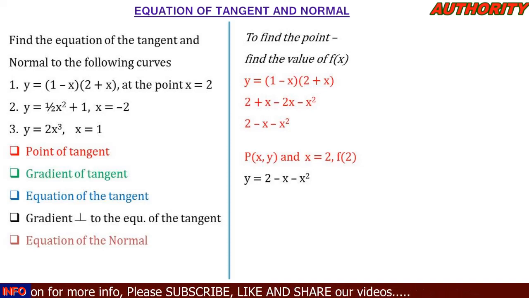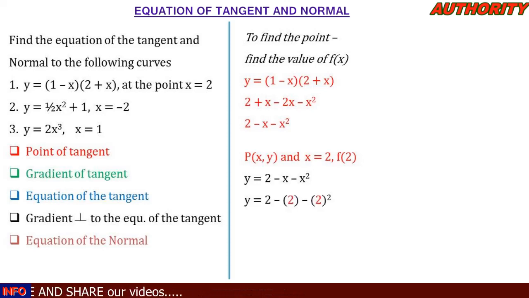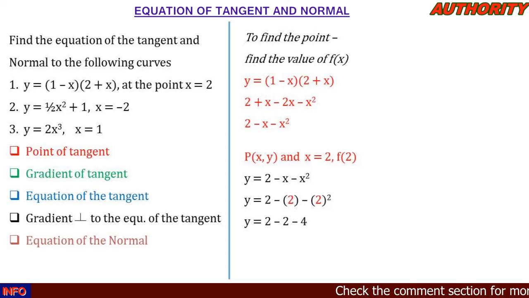Now if we fix it in, we have y is equal to 2 minus x minus x squared. So when we fix in 2 here, we say that y is equal to 2 minus open bracket 2 close bracket minus 2 squared. 2 squared is 4. So here we have 2 minus 2 minus 4. 2 minus 2 is equal to 0. And then here we have minus 4.